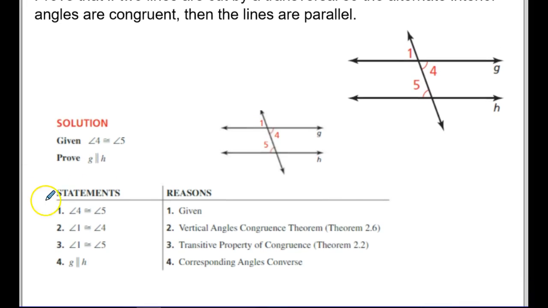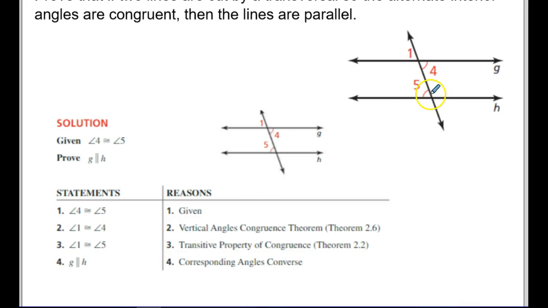So here's what I can do. I always start with my given information, which is that angle 4 is congruent to angle 5. Well, the other thing I know is that 4 and 1 are congruent because they're vertical angles. So I can write that as my next statement. So my angle 1 is congruent to angle 4 because of my vertical angles theorem. Well, I see that I have an angle 4 in both of these first 2 statements, so let's use the transitive property to get rid of that angle 4. So now I have angle 1 is congruent to angle 5, which is the transitive property.